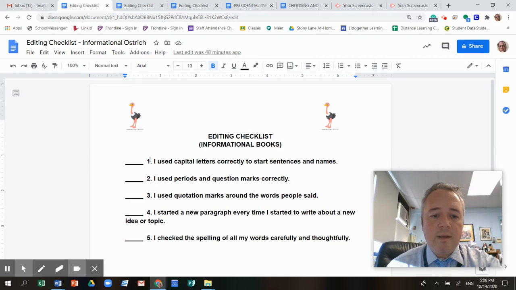So the first thing in here is it says I used capital letters correctly to start sentences and names. So I'm going to be thinking about that. I'm going to reread my writing, but just thinking about capitals at the start of sentences and names. So let's do that.